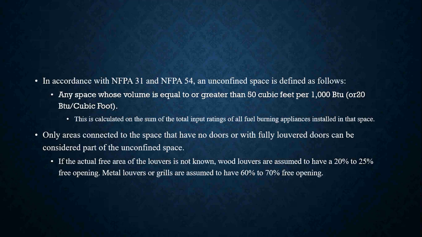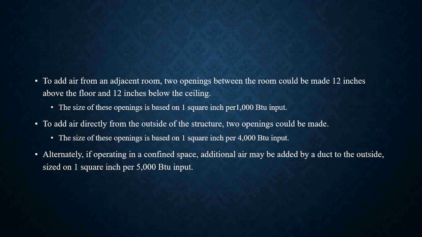Okay, if the actual free area of the louvers is not known, we can use a rule of thumb. If they have wood louvers, we can assume about 20 to 25% free opening area. If they're metal louvers or grills, we can assume about 60 to 70% free opening. To add air from an adjacent room into such a space, we can do it in a couple of different ways. Okay, the first way is we can have two openings between the rooms.